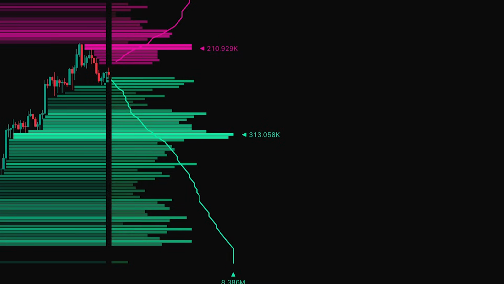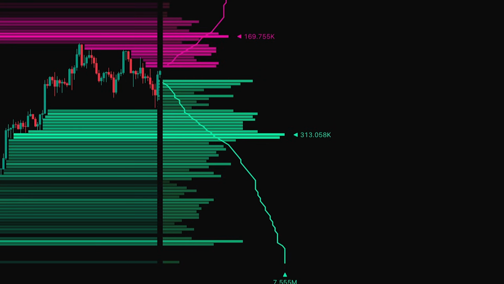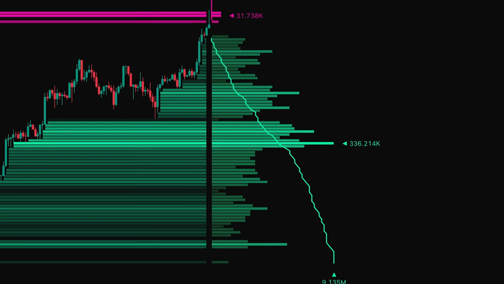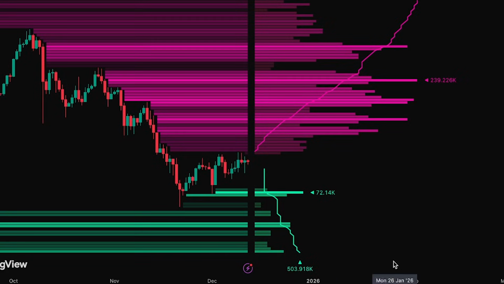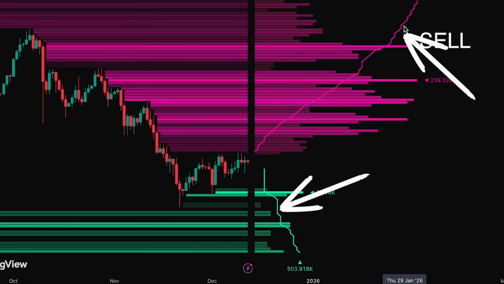Dynamic binning with standard deviation. The indicator distributes candle volumes into bins using close price deviation, creating a more realistic liquidity map than static price levels. Cumulative volume skew lines. Polylines on the right-hand side show the aggregated buy and sell volume profiles, making it easy to spot imbalance.